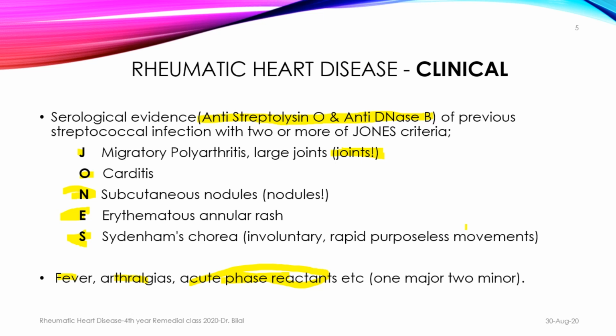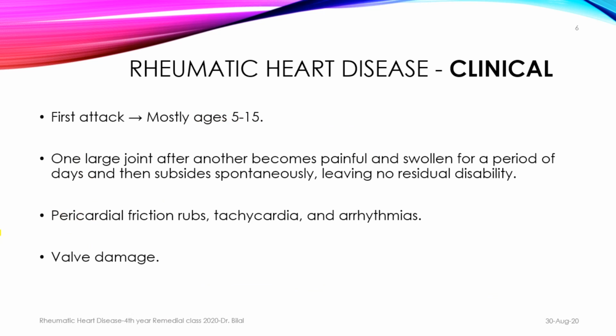And when we talk about fever and arthralgias, one major and two minor criteria at least should be present. One major, this is the major one, and two minor. Now, the first attack usually occurs during the ages of 5 to 15, or 5 to 15 or 20, around 20 to 22. These are the most likely ages you're going to get. It's not a definite thing, but most likely you're going to get these ages.